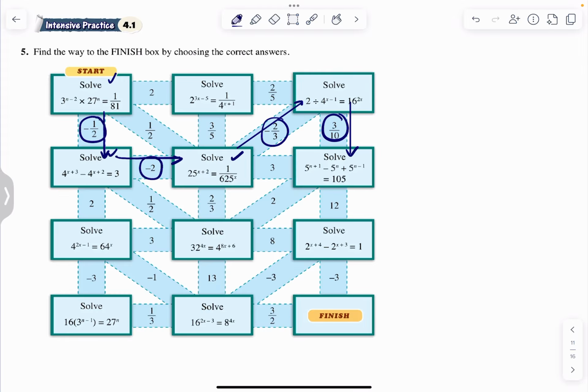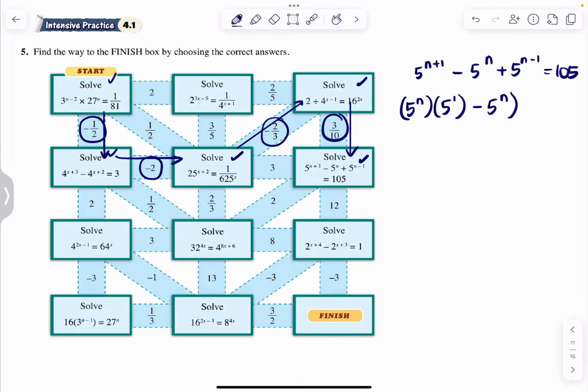Right, now we are here. So 5^(n+1) minus 5^n plus 5^(n-1) is 105. Since these are related by minus and plus, we can't really do anything to the power yet. So what we do is we expand this. So power plus means we can convert it to times.